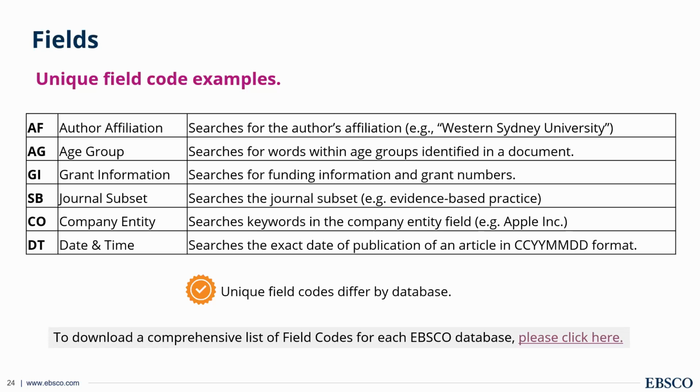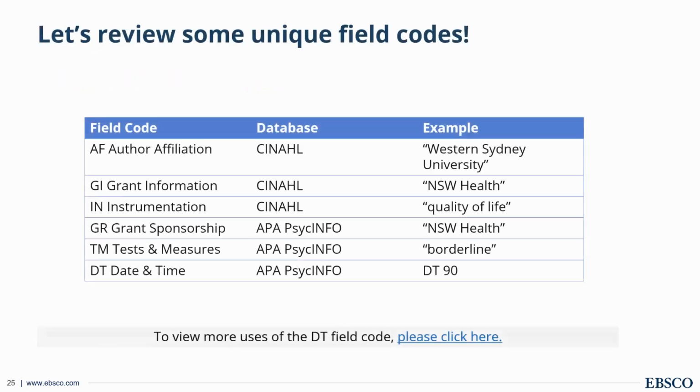Also things like CO for company entity, looking in the company entity field, and also DT for date and time. So this will search the exact date of publication of an article. So again, unique field codes differ by database, and I have some examples that we're going to have a look at now. We're going to have a look at both CINAHL and also APA PsycInfo.